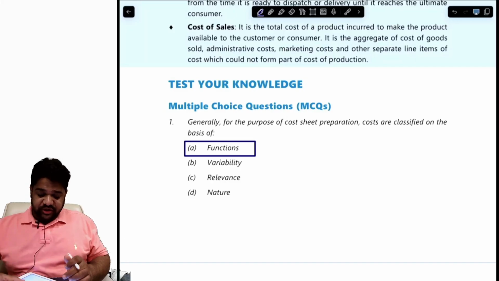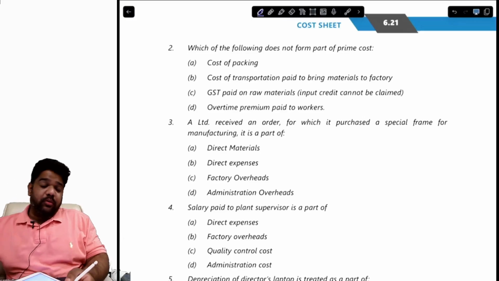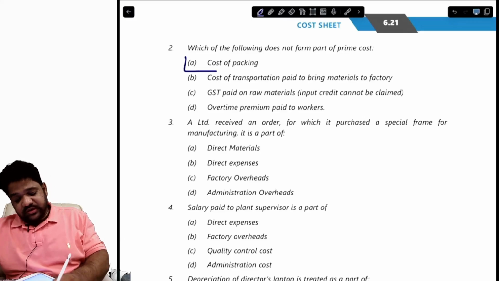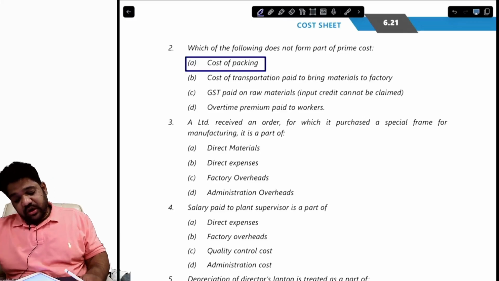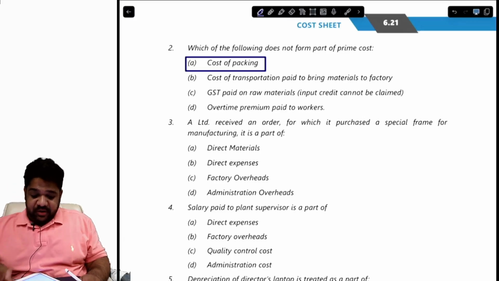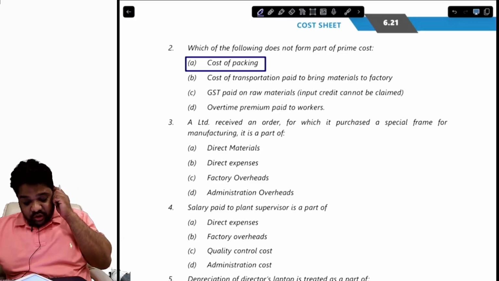That is a function. Then, which of the following does not form part of prime cost? Cost of packing. This is not part of prime cost. Please remember PARKS. Cost of transportation paid to bring materials to factory, carriage inward, so part of DMC. GST paid on raw materials, input credit cannot be claimed, again part of DMC. Overtime premium paid to workers, part of DL. So the other three are part of prime cost. The first one is not.